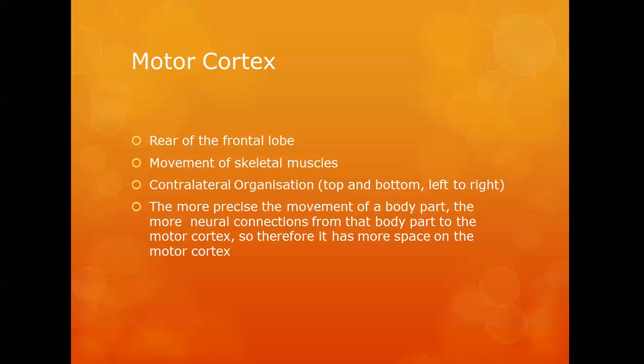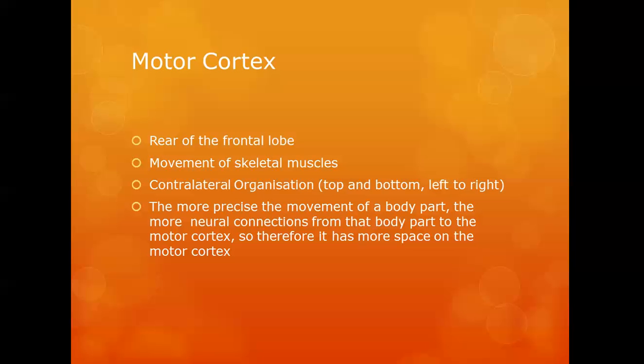So for instance, parts of the body that move a lot will have a higher proportion of the motor cortex allocated to them. So your hands and your mouth. This basically means that there are more neural connections from that part of the body to the motor cortex, so therefore more space because of the more neural connections.